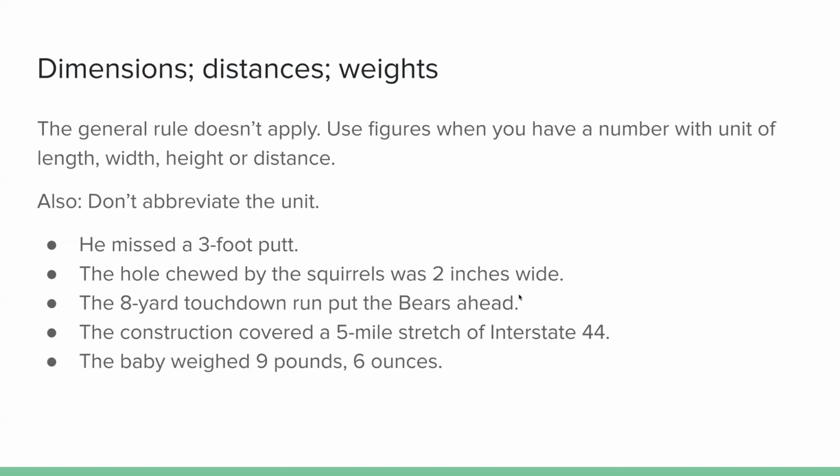The baby weighed 9 pounds, 6 ounces. So here we have figures, pounds, and ounces. You'll notice we did not abbreviate pounds. It is not written LBS, which I've never understood why that's the abbreviation for pounds, but that's the case. But we don't use those abbreviations in AP style. The fire burned 5 square miles of timber. So even if we're talking about square measure rather than distance or length, then it's figures.